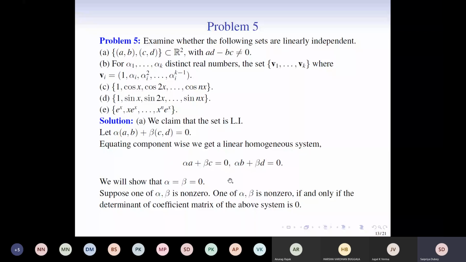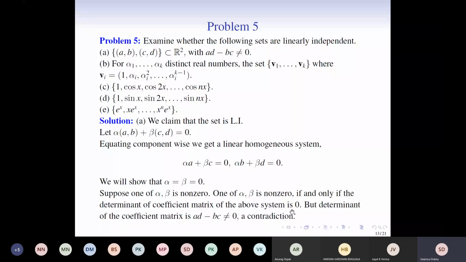So having one of alpha, beta not equal to 0 is saying that alpha, beta have some solution which is other than 0. That will happen if and only if the determinant of the coefficient matrix of the above system is 0. See, 0 and 0 are always the solution, but we have to show that apart from 0, 0, there is no other solution that can exist for alpha and beta according to these two equations. So one of alpha, beta is non-zero if and only if the determinant of the coefficient matrix of the above system is 0.